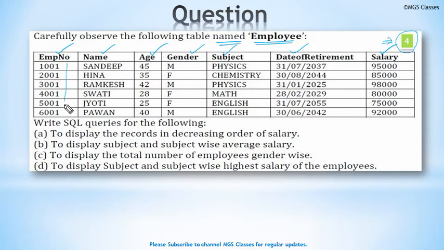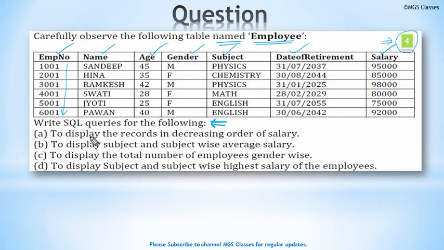Employee number has values like 1001, 2001. You should look at the table carefully. Then names Sandeep, Hina and so on. Age 45, 35, 42 and gender male, female, male, female. Subjects like physics, chemistry, physics, maths, English and so on. Date of retirement and salary are given. The question asks you to write the SQL query for the following tasks.